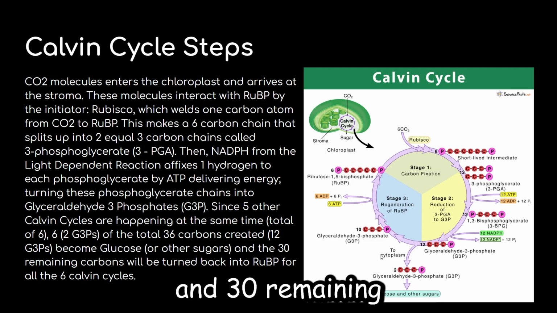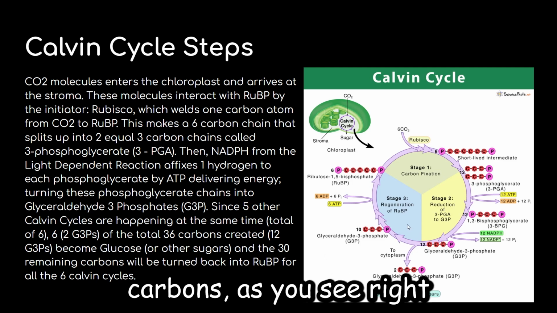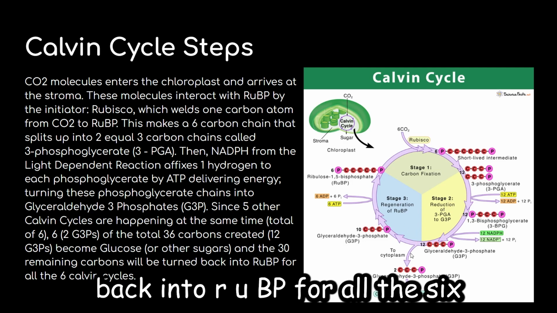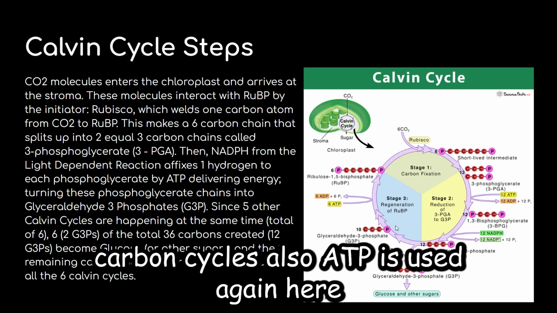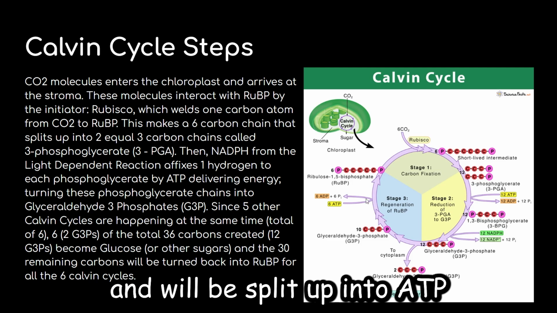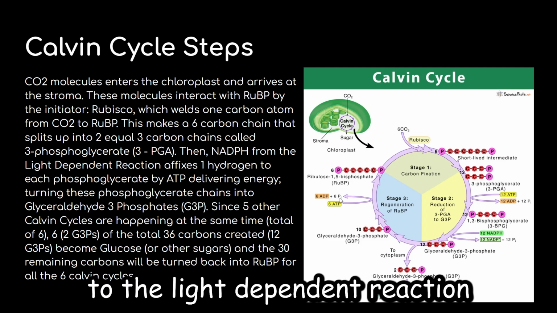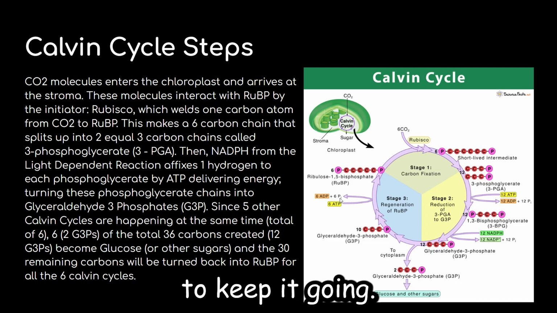And the 30 remaining carbons, as you see right here, will be turned back into RuBP for all the 6 carbon cycles. Also, ATP is used again here and will be split up into ADP and a phosphate group that will be given to the light-dependent reaction to keep it going.